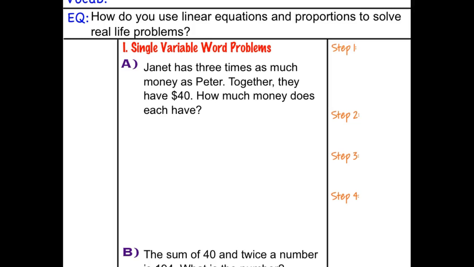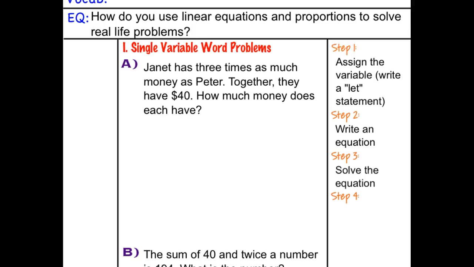Our first step in solving a single variable word problem is going to be to assign the variable. We're going to write a let statement. So it's going to say let x, or whatever letter you choose, represent this. Then we're going to write our equation. Then we're going to solve our equation, which we know how to do. And then we're going to answer the question. We're going to talk about what that means, besides not forgetting the label, when we get there.